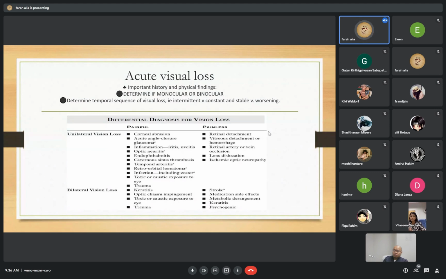For painless vision loss, if unilateral, it can be retinal detachment, which is very serious, vitreous hemorrhage, retinal artery or vein occlusion, lens dislocation, or ischemic optic neuropathy. If bilateral and painless, it can be stroke, side effects of medication, or psychogenic causes.